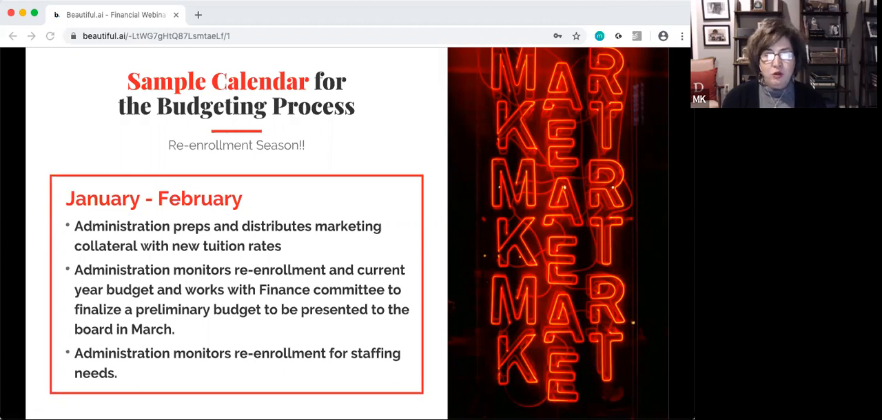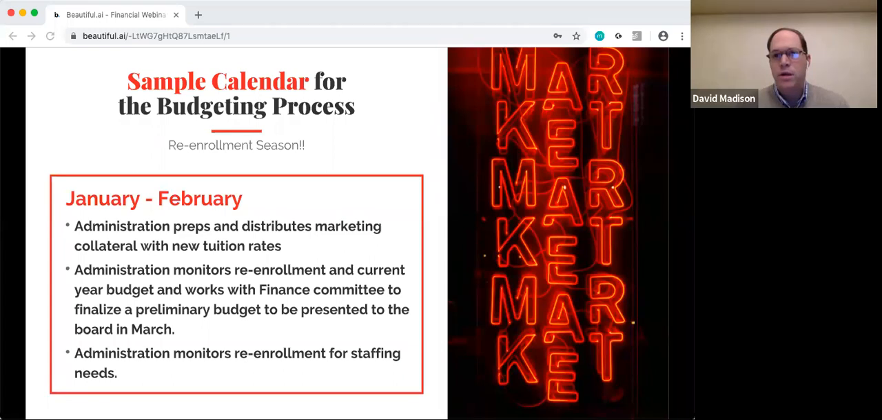But the years where we just threw in the tuition rate, put it in the packet, and moved on, we tended to have some pushback. So my advice is to be communicating and transparent. It's all about how you're describing the value proposition.